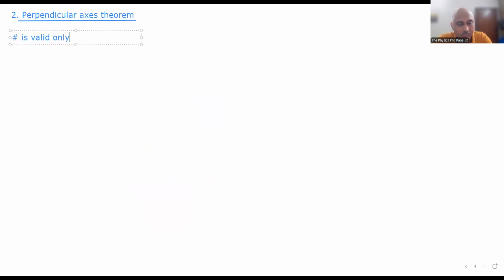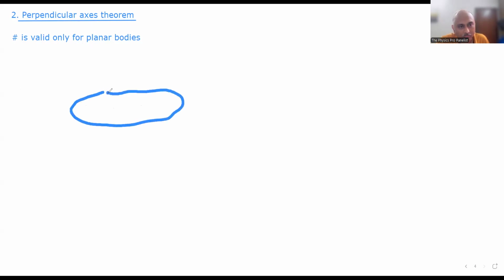It is valid only for planar bodies. What are planar bodies? Arush, what are planar bodies? 2D, yes, which lies in a plane. So suppose this is a planar body.